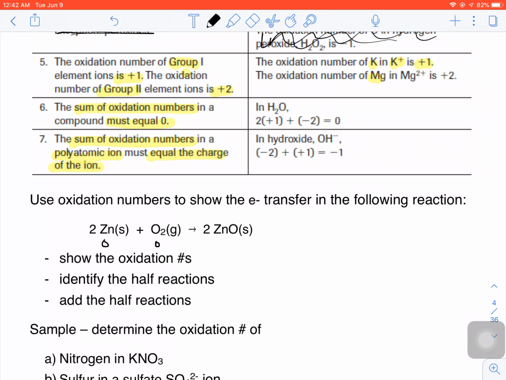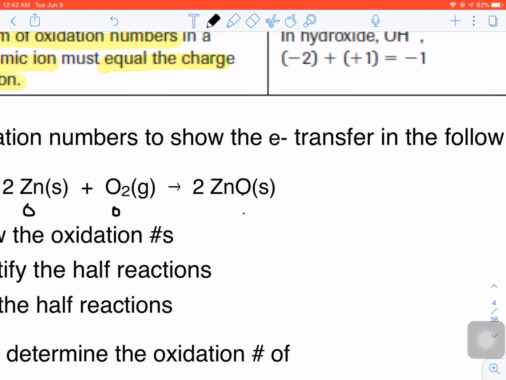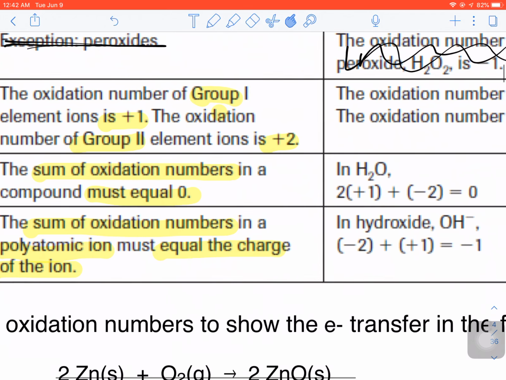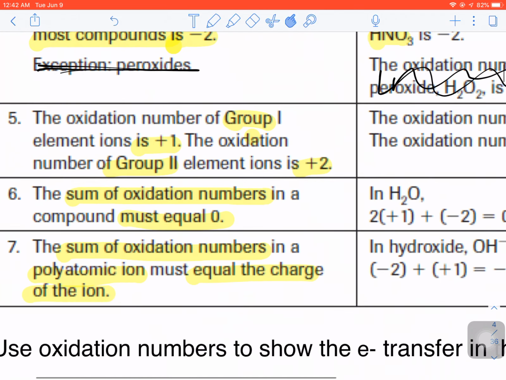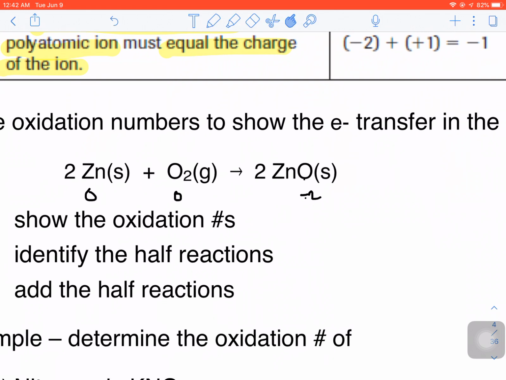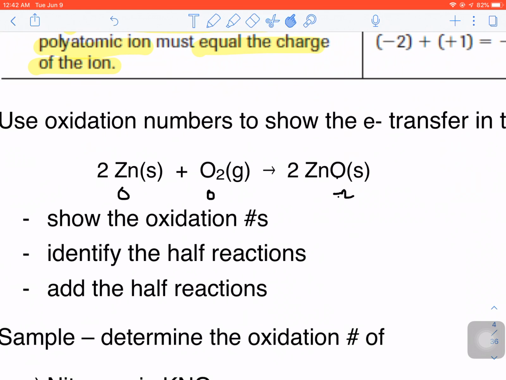I usually look for hydrogens and oxygens first because they're easiest. So I see oxygen there. Oxygen is always -2. That's what rule number 4 was. The oxidation number for oxygen in a compound is always -2. Now notice, this is the compound we're talking about here, zinc oxide. So if the oxygen is -2 and the whole thing has to be 0, the zinc has to be +2.